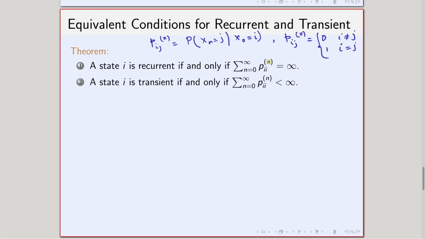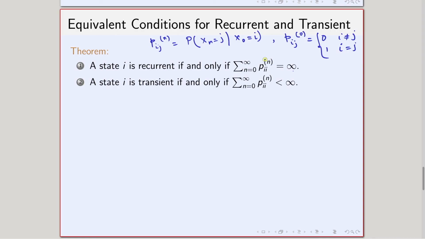So, if this sum is infinite, that means I is recurrent. On the other hand, I is transient implies that the sum has to be finite. And if the sum is finite, then I is transient. Okay? So, this is one way to check whether I is recurrent or transient.